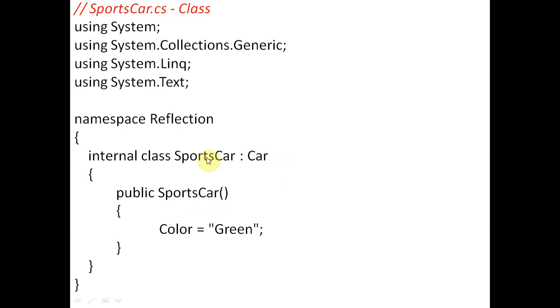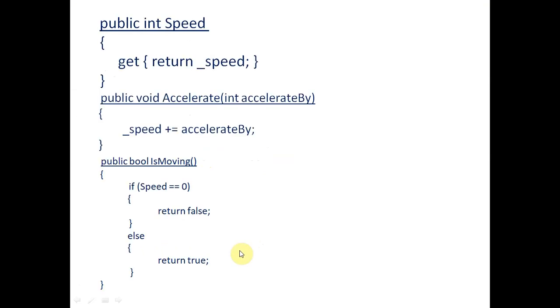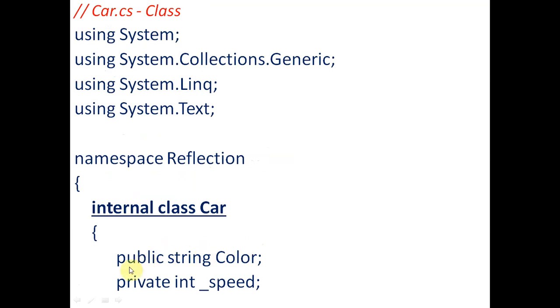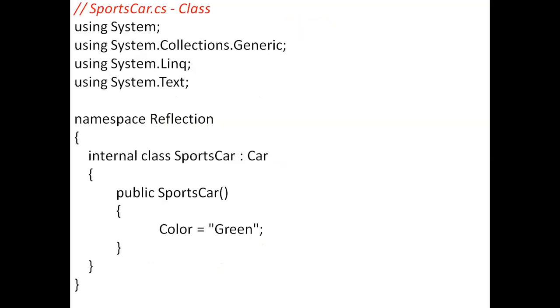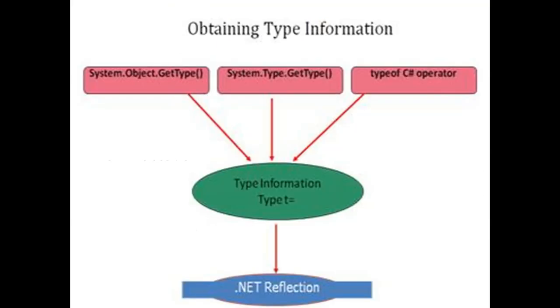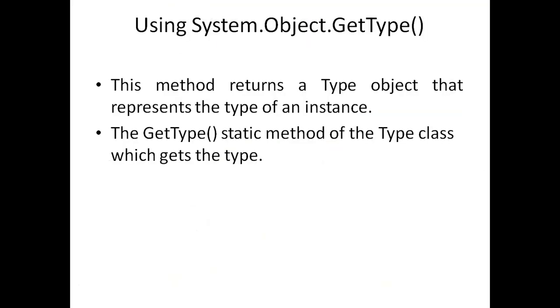Now see the derived class SportsCar, which is inherited from the Car class. Inside this derived class we have one constructor, the SportsCar constructor, and we are initializing the color variable. The color variable is defined in the previous class as a public variable. That's why we are assigning the value of the color variable in the derived class. So a public variable can be used in the derived class. This is the complete program, and by running this program we will access the values.